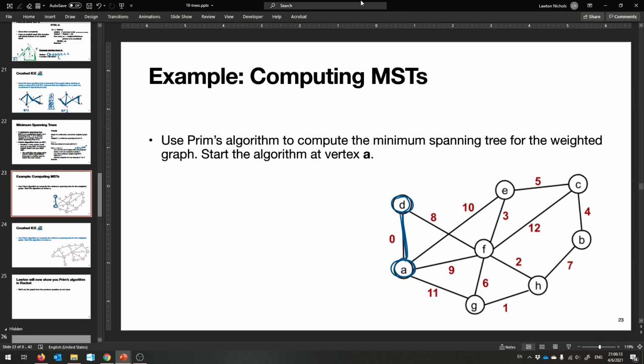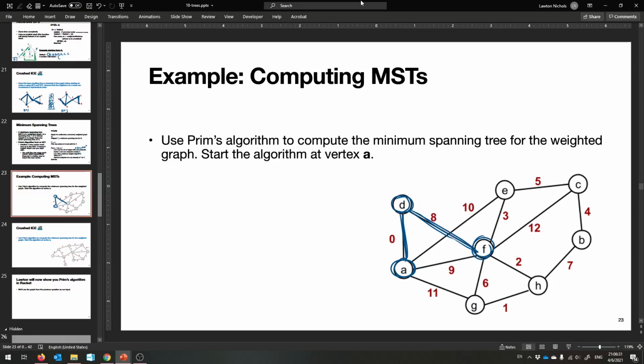See that? And then we're now going to consider all the possible ways we can get out of this. So now this is a candidate, this is a candidate, this is a candidate, this is a candidate. Which one do we pick? We pick the 8. See that? That's all we do. Bam. So now it's part of our minimum spanning tree.